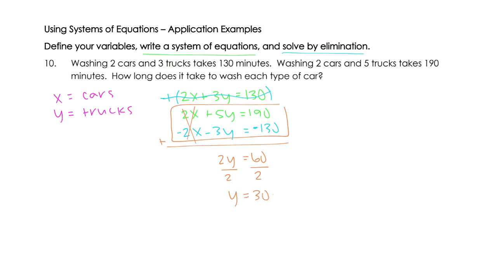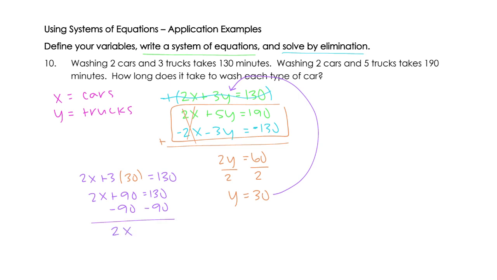Then again, I'm going to plug this into the top equation for y. So I have 2x plus 3 times 30, and then equals 130. So then I have 2x plus, this would be 90, equals 130. Subtract 90 from both sides. And we have 2x equals 40. Divide both sides by 2, and x would be 20.